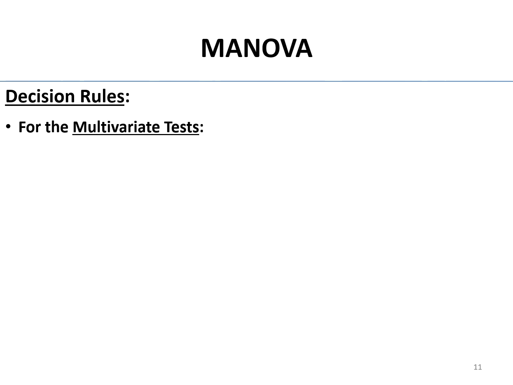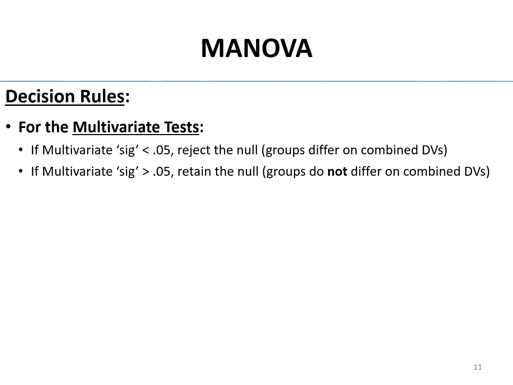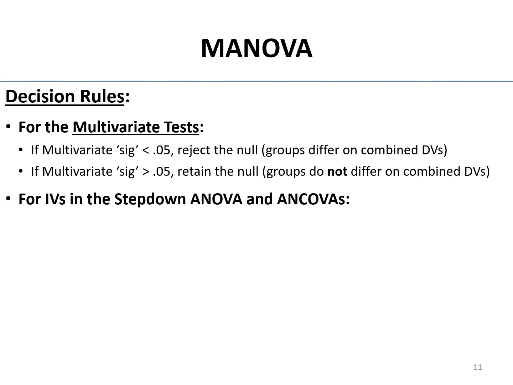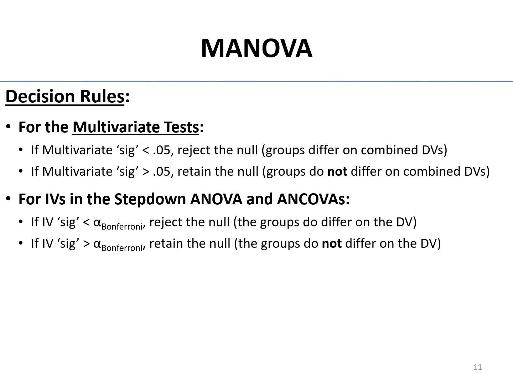Decision rules. For the multivariate tests, if multivariate sig is less than 0.05, reject the null. That tells you that the groups differ on the combined dependent variable. If multivariate sig is greater than 0.05, the groups do not differ on the combined dependent variable. For the step-down ANOVA and ANCOVAs, if sig is less than the alpha Bonferroni, you reject the null, which tells you the groups do differ on this DV. If it's greater than alpha Bonferroni, the groups do not differ on this particular DV.